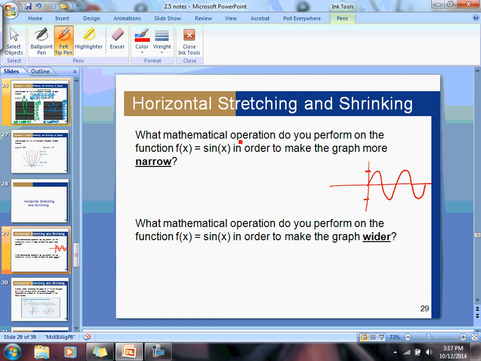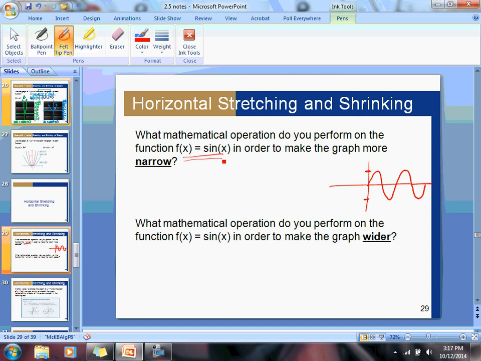So what mathematical operation would you perform on this original function, f of x equals sine x, in order to make the graph more narrow on the x-axis? So what would you have to do? It's kind of like when we were dealing with the x-axis before and we were trying to move things to the right and to the left. If you wanted to move something to the right, you had to subtract from the x values.